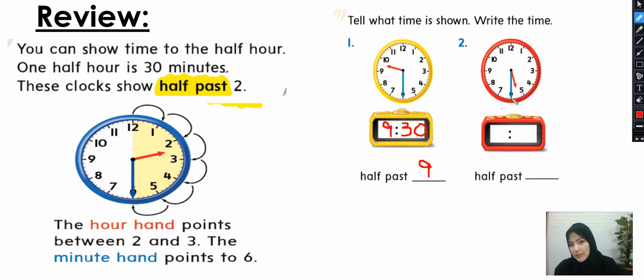For number 2, look at the hour hand. It's between 5 and 6. So that means that the hour is 5, and the minute hand is on the 6, which means 30 minutes. So it is 5:30 or half past 5.